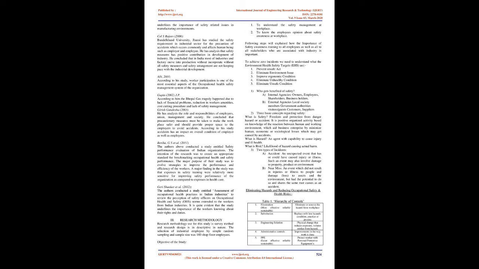1. Who gets benefited by safety? A. Internal agencies: owners, employees, shareholders, business holders. B. External agencies: local society members, government authorities, visitors/guests, customers, suppliers. 2. Three basic concepts regarding safety. What is safety? Freedom and protection from danger, hazard or accident. It is a positive organized activity based on knowledge of the reaction between human and working environment, which aids business enterprise by minimizing human, economic, or sociological losses which may be caused by accidents.